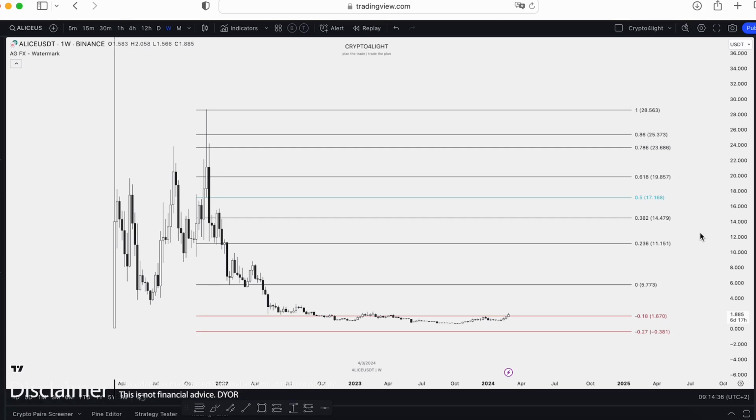Today we'd like to show you the updates for the Alice USDT trading pair with my custom indicator set. Let's dive in.